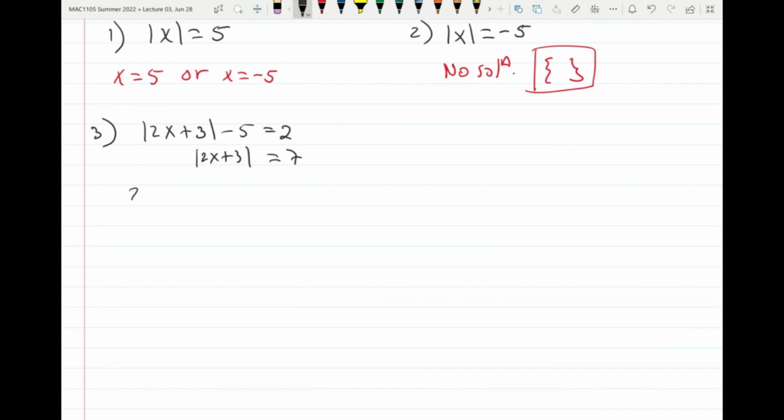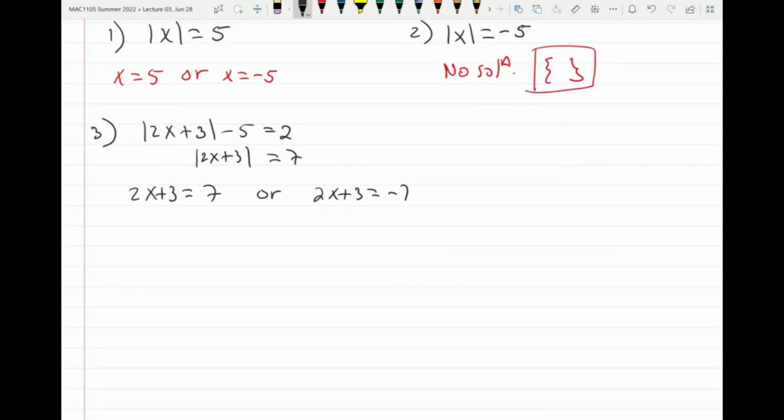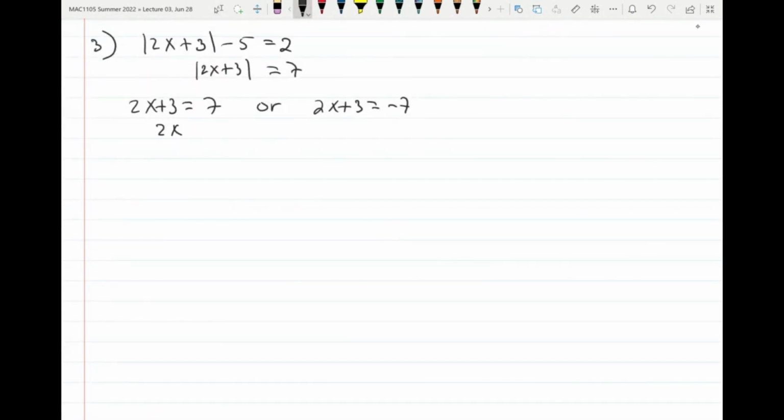So from here you get that either 2x plus 3 equals 7 or 2x plus 3 equals negative 7. Those are the only two possibilities. Do you understand this? And now just solve each of them. So here we get 4, so x equals 2. And over here we get negative 10, so x equals negative 5.